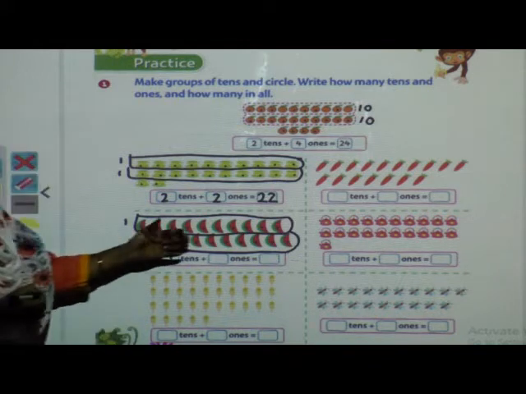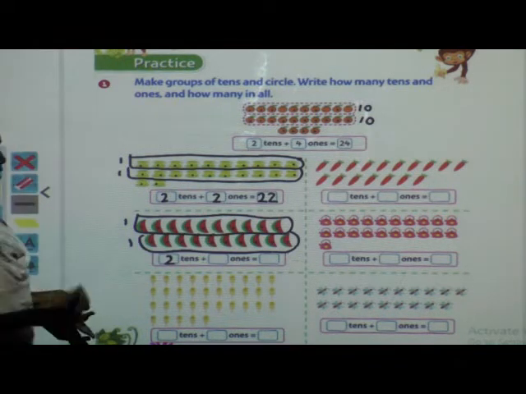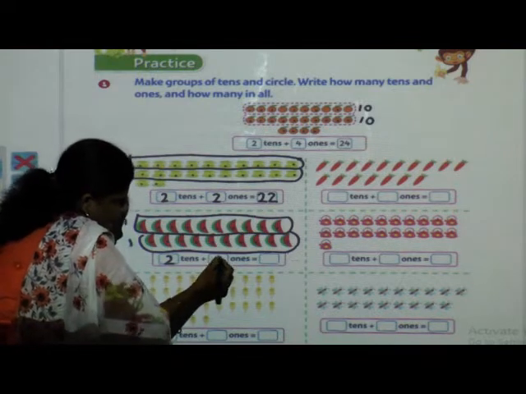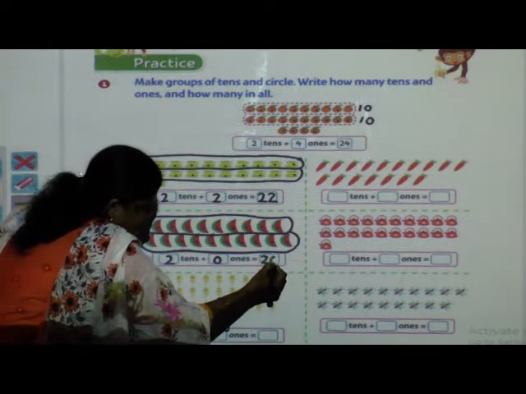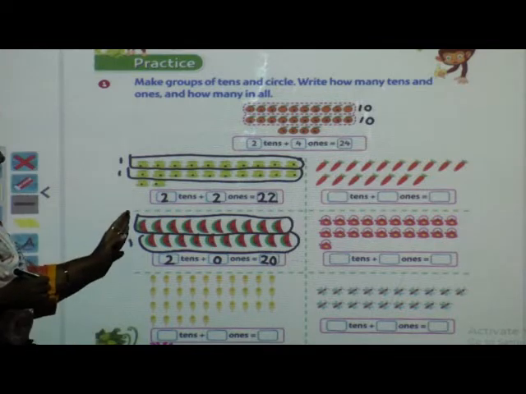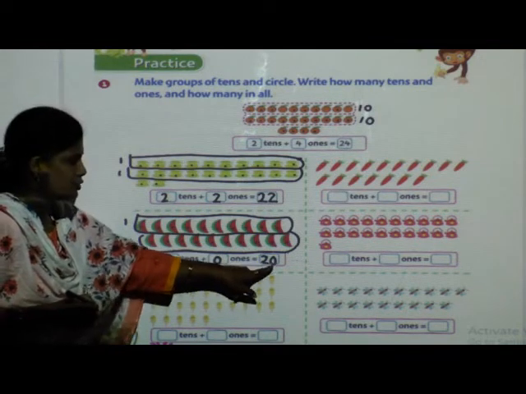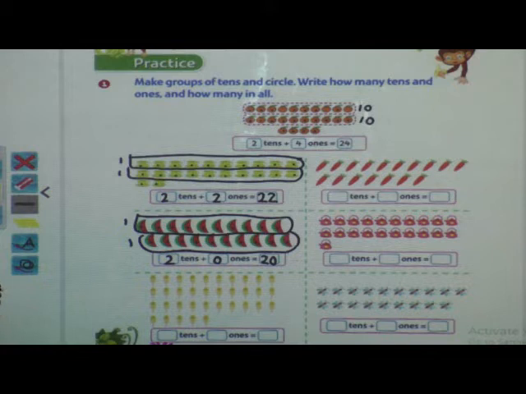Yes. But are ones there or what? No. So we have to write 0. So here 2 and 0. So total how many watermelons are there? 2, 0, 20. Yes. I will wait for a minute just to do that.